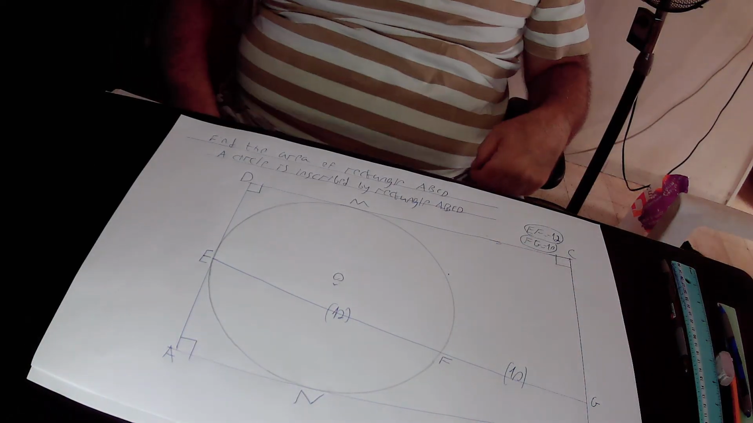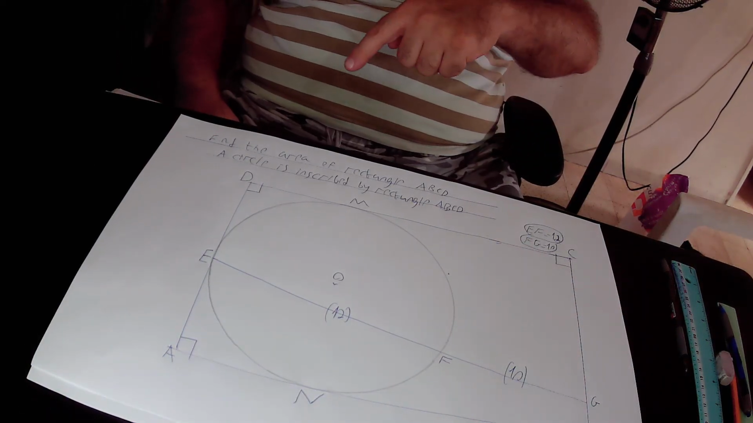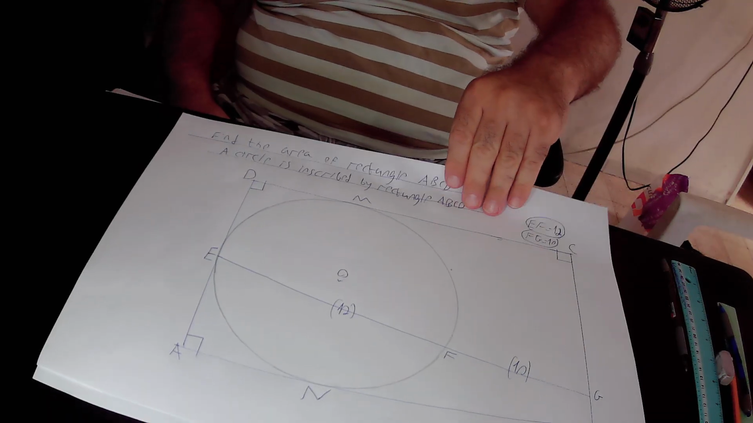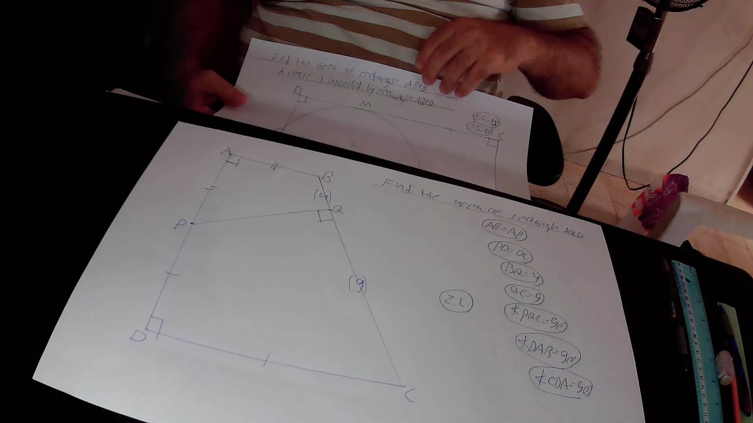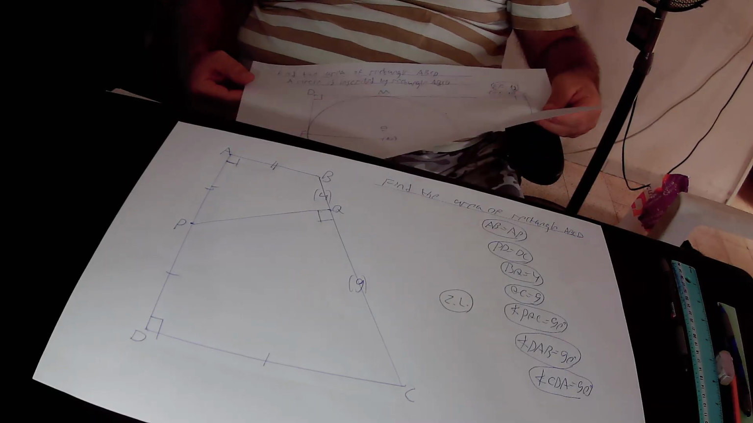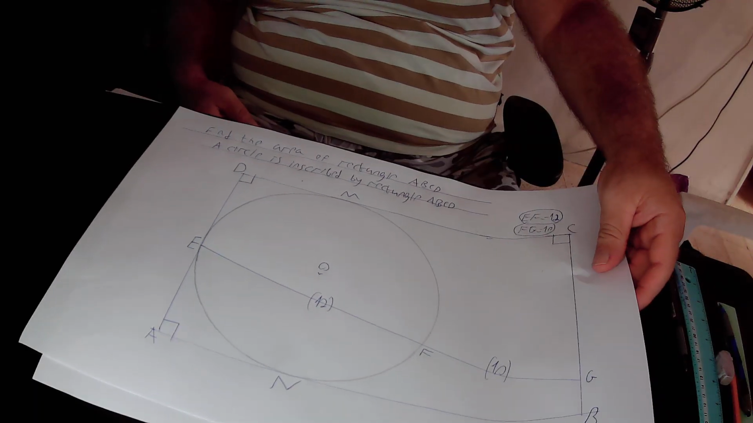In this lecture, we answer two questions. In the first question, we find out the area of this rectangle ABCD, and in the second question, we find out the area of this trapezoid ABCD. So we start with the first question.